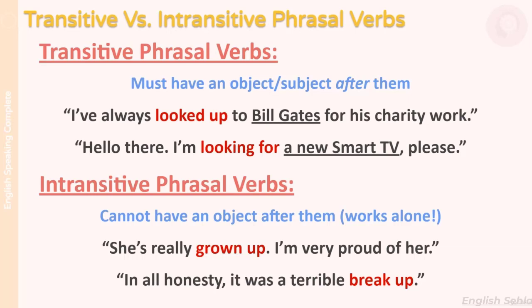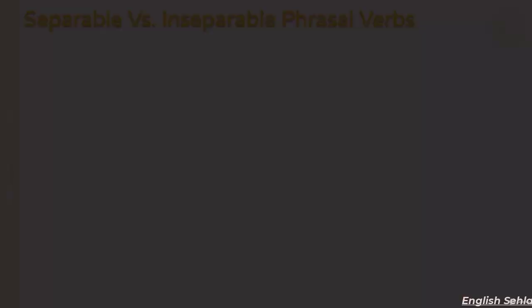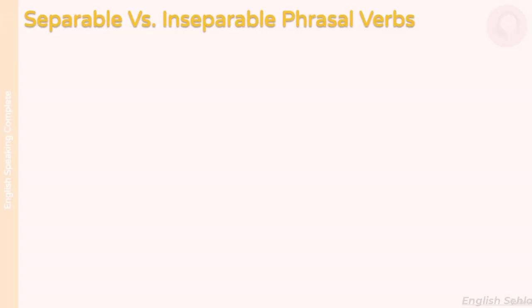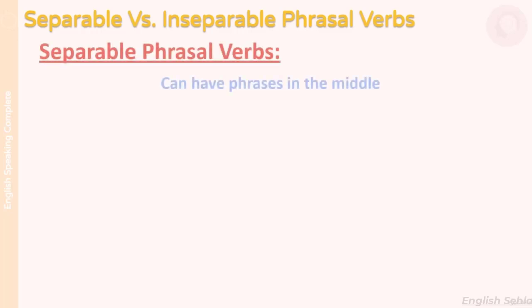Okay, so there's another way that we can separate and group phrasal verbs, and that is separable versus inseparable. Separable versus inseparable phrasal verbs. And it's really as easy as it sounds, to be honest. Separable phrasal verbs can have extra words in the middle, so we can split up our two words within a phrasal verb and add information in the middle.